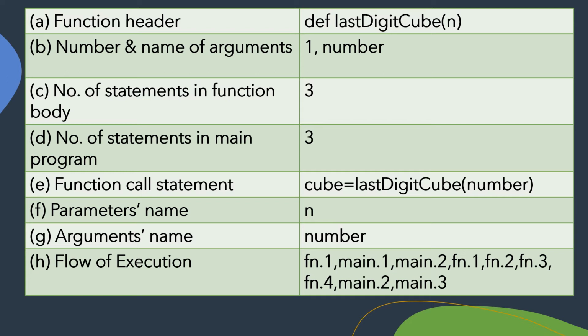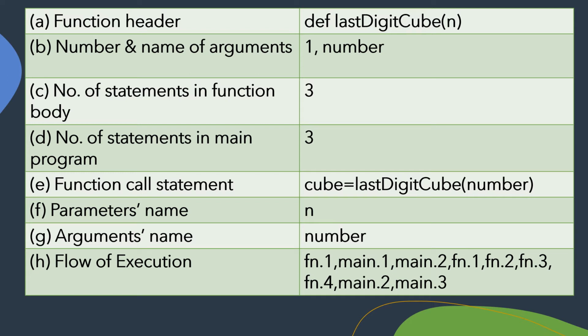Now the function call statement. The function call statement is in the main.2 line, which is cube = last_digit_cube(number), with number as its argument. You can see, this line is the function call statement. Now the parameter name here is n. A parameter is the name of the variable which is used while defining the function. So here you have n as its parameter. So the parameter name is n.